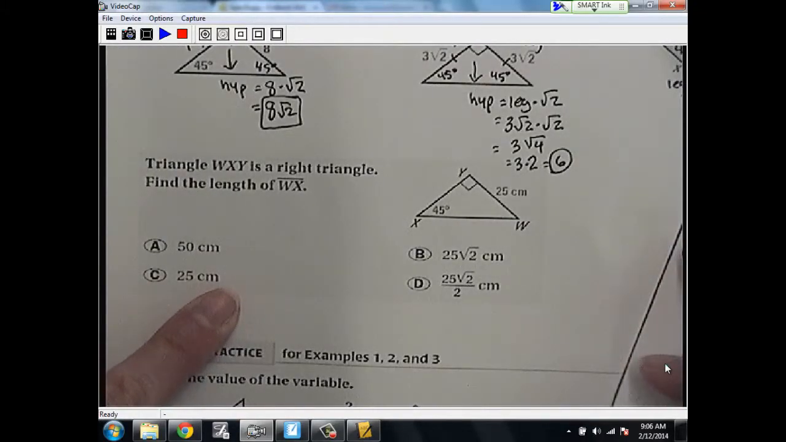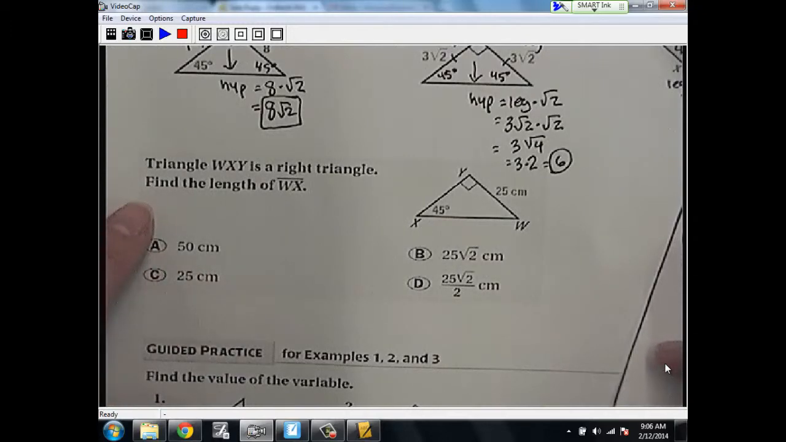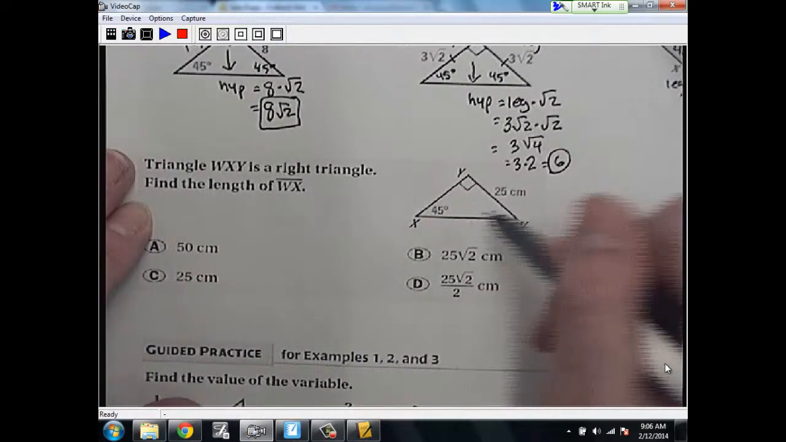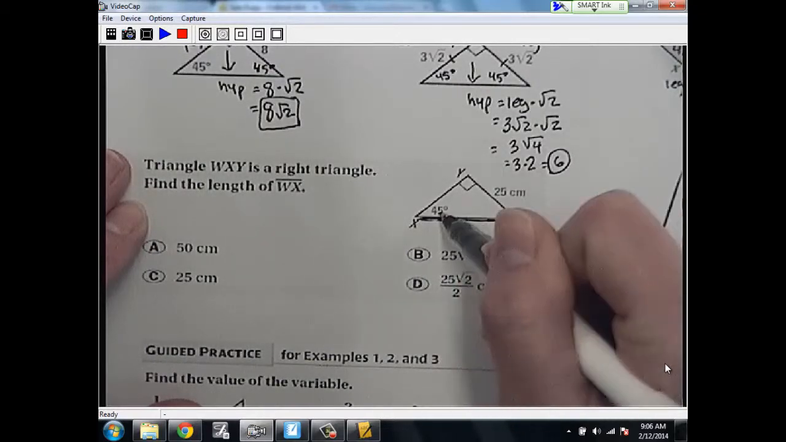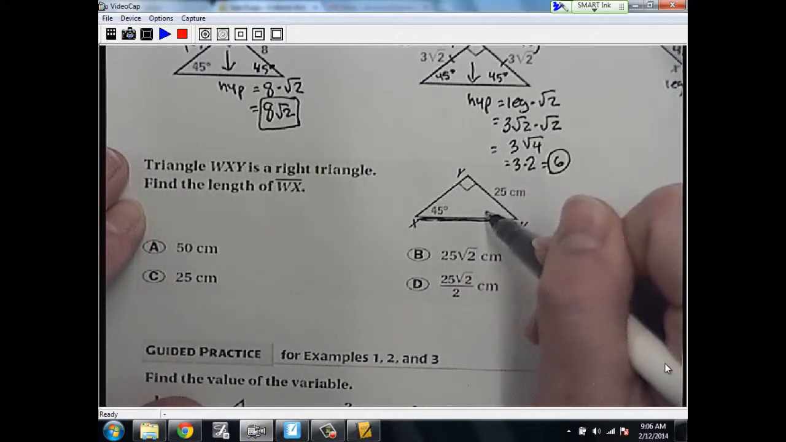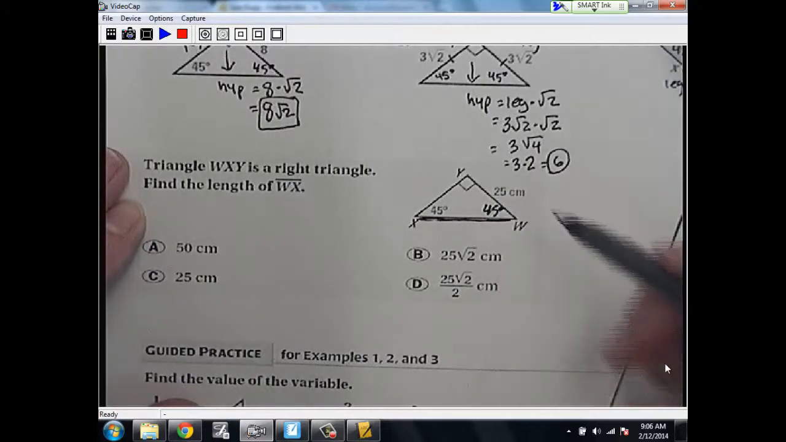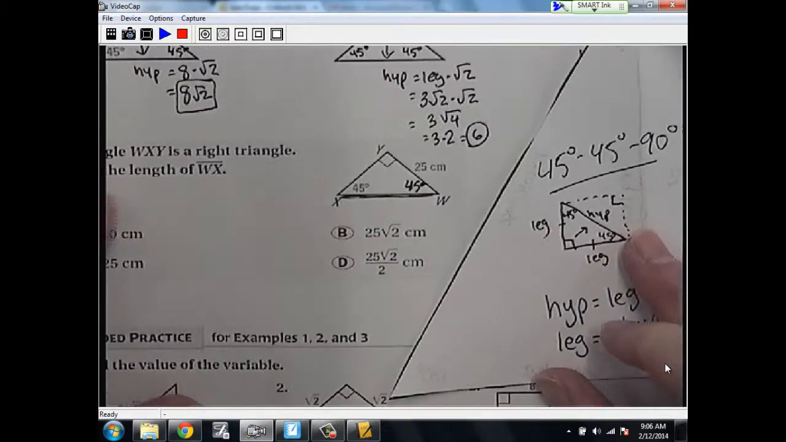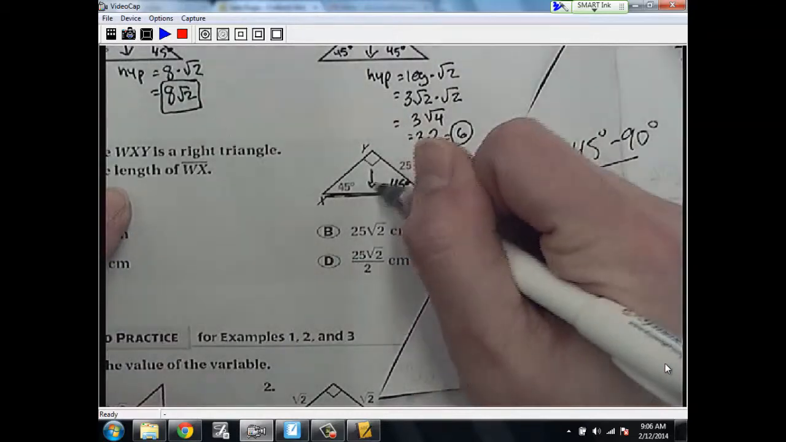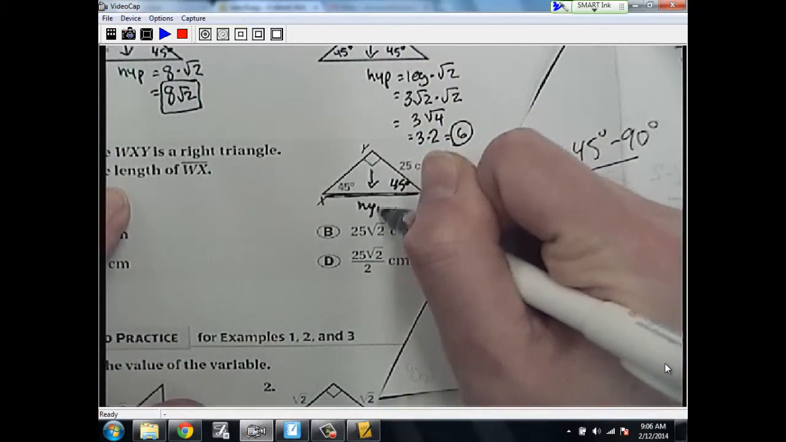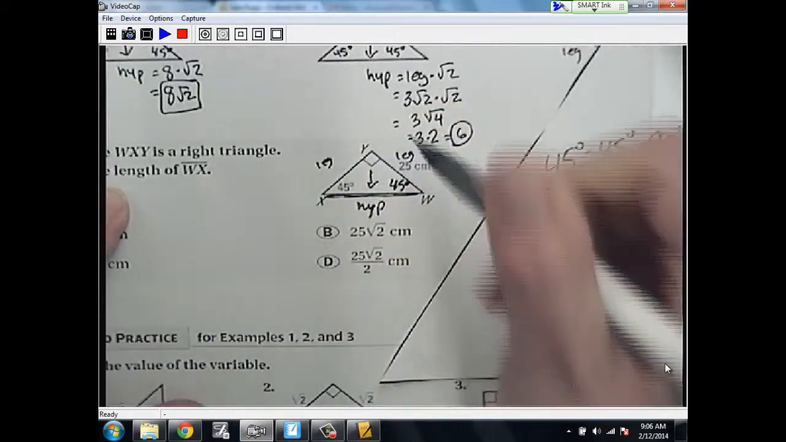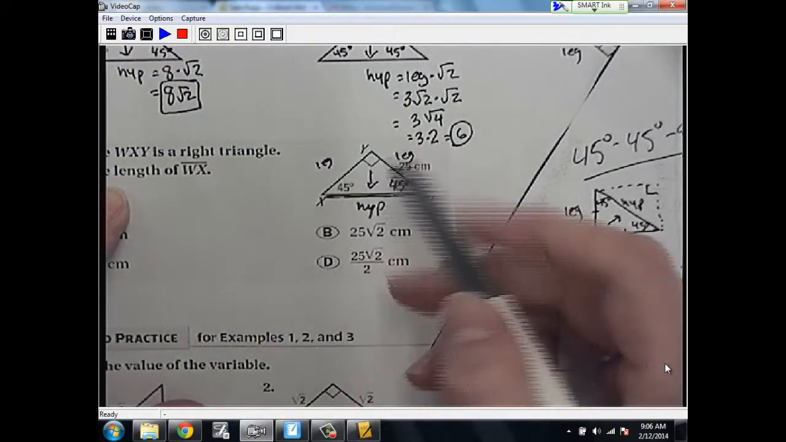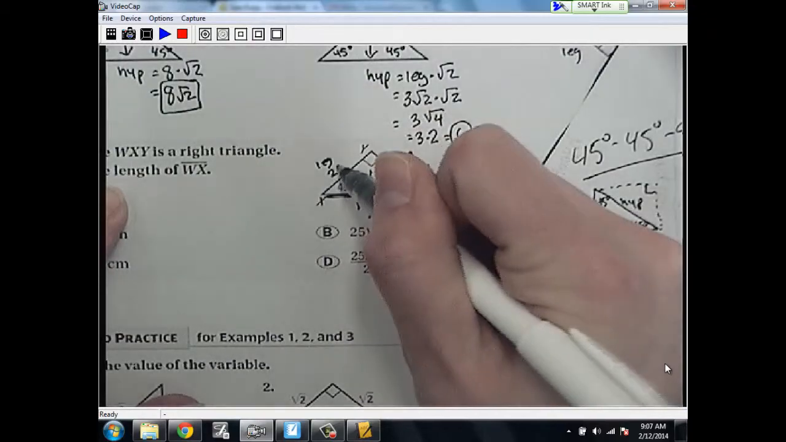How about here? Triangle WXY is a right triangle. Find the length of WX. I want to find this length right here. What kind of triangle is this? 45, 90, this one should be 45. I'm still using my same rules. Label what we know. This is our hypotenuse, which I'm trying to solve for. So this must be a leg, and this must be a leg. How big is this leg going to be? 25.